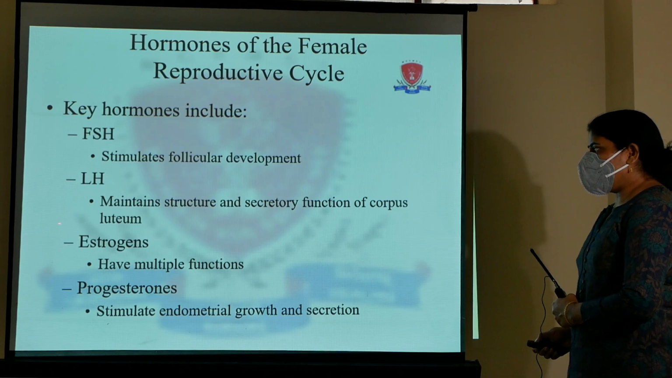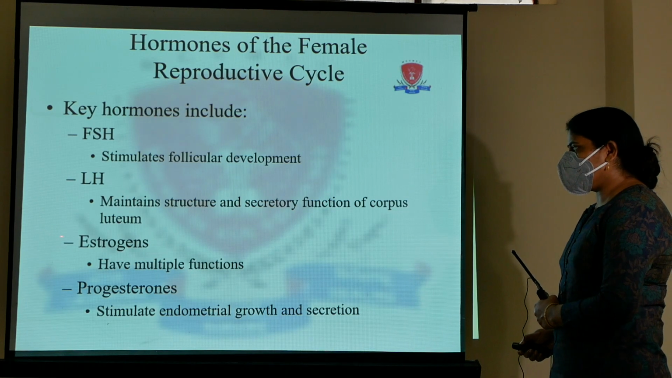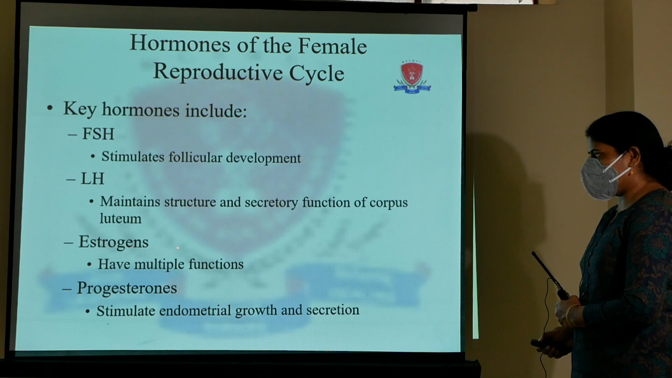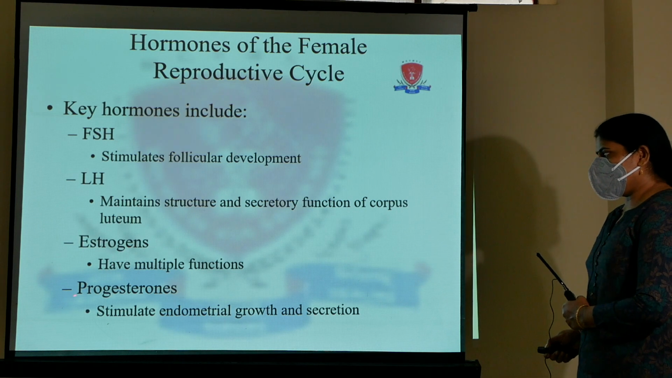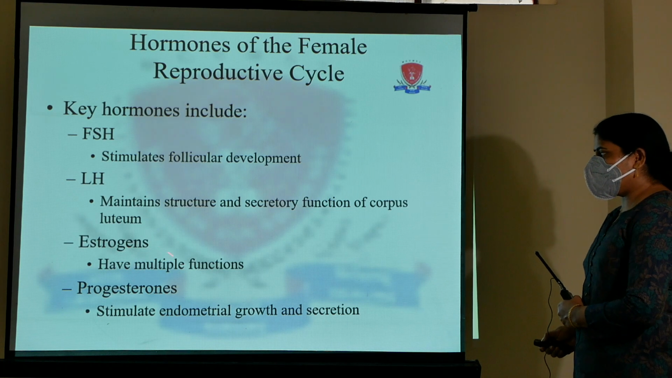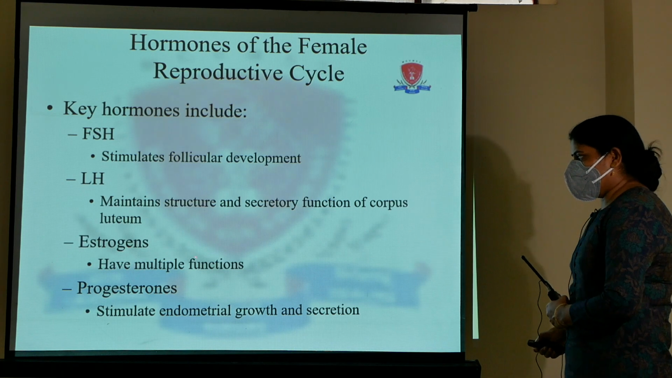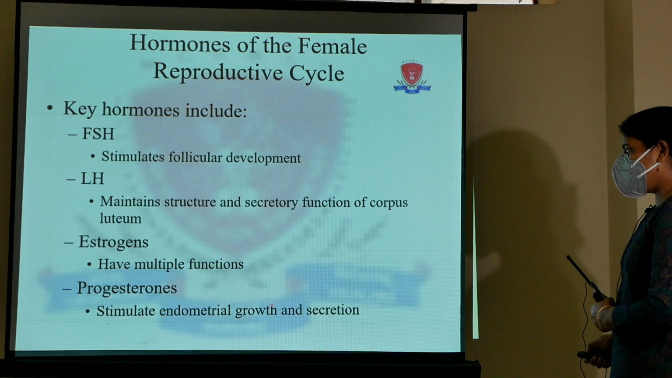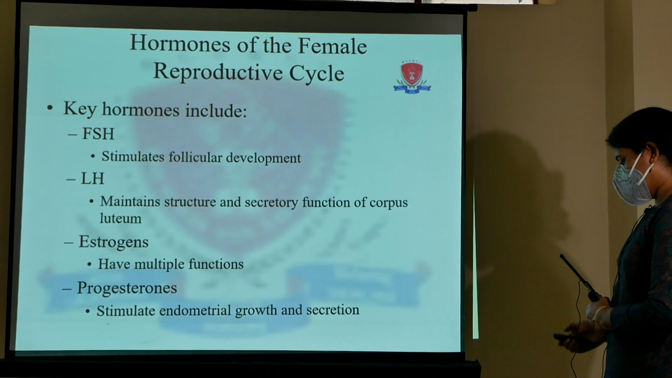Another important hormone for this system is estrogen. They have multiple functions, which we will deal with in a separate class. Another important hormone is progesterone. Both these hormones play an important role in the menstrual cycle also. Another important function is that it stimulates the endometrial growth and secretion.